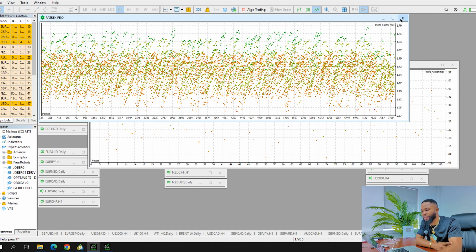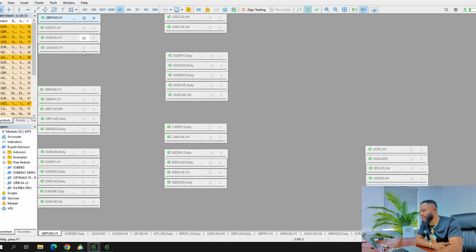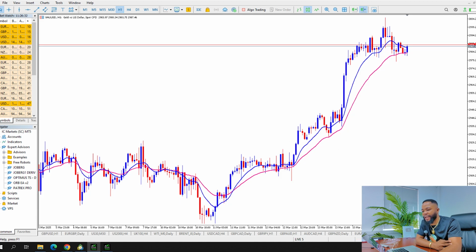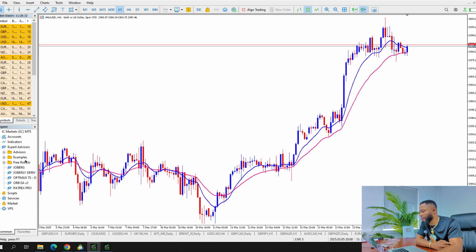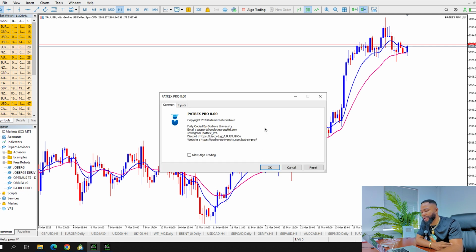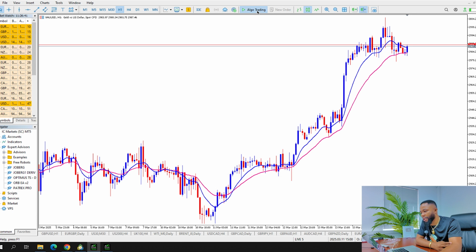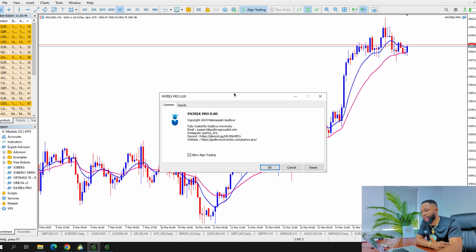Let's close this, and then we're just going to open a pair. Good. This pair doesn't have Patrex Pro. What we're going to do is drag and drop Patrex Pro. Anytime you have Patrex Pro, let's turn on our algo. You drag and drop Patrex Pro onto the chart, and let's just make this a little bigger so that you guys can see.